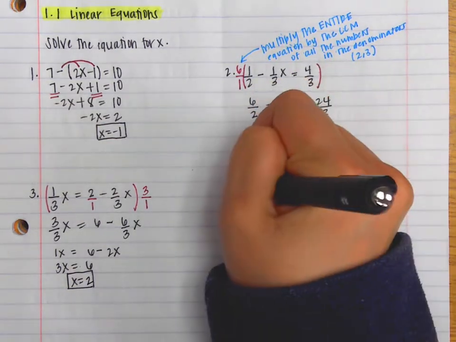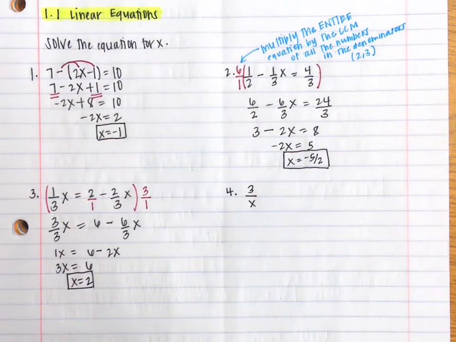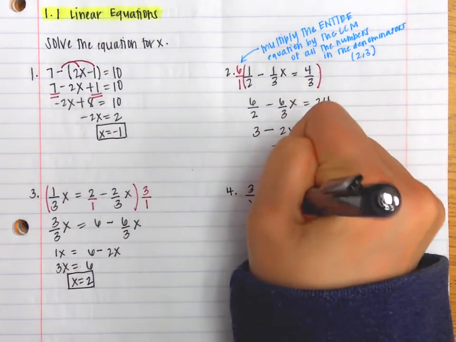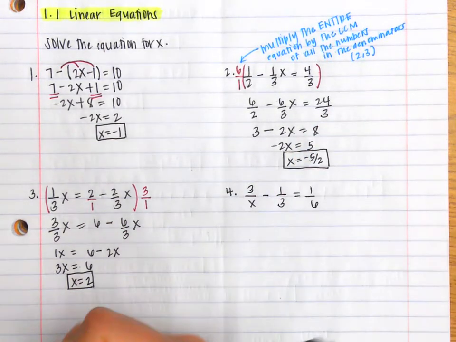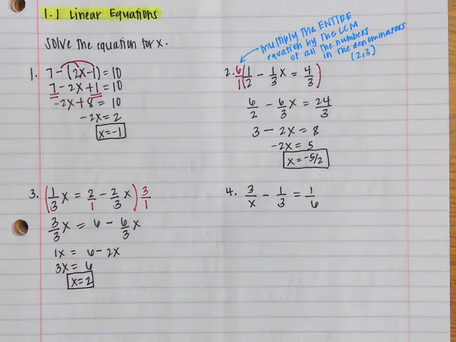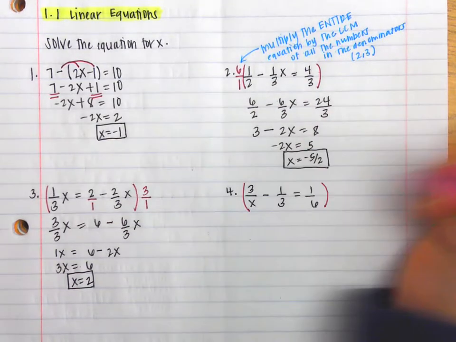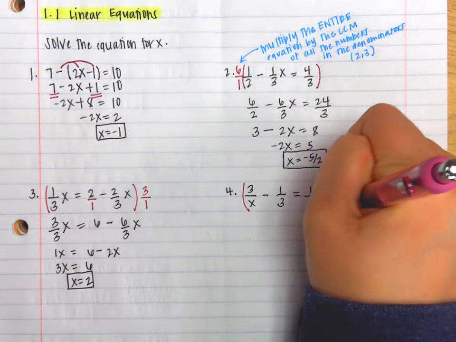Okay, so if we have 3 over x minus 1 over 3 equals 1 over 6. Okay, so again, look at my denominators. Between x, 3, and 6, what would be my lowest common multiple? And if you're thinking 6x, you would be correct. So I'm going to multiply the entire thing by 6x over 1.